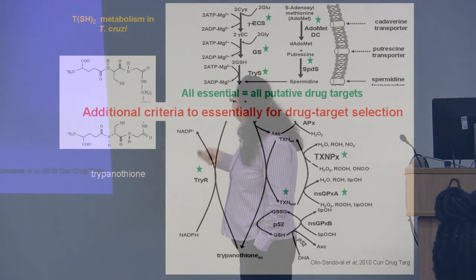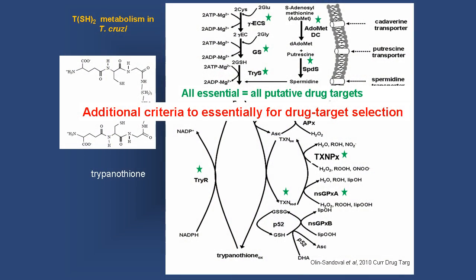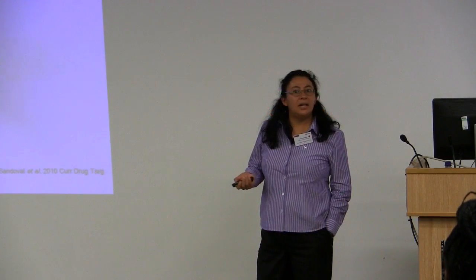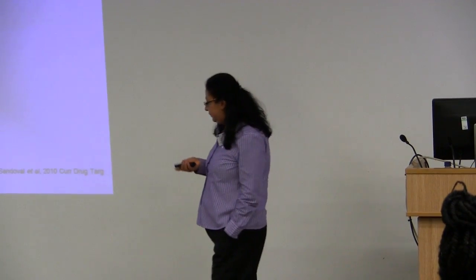And in this regard, trypanothione metabolism in this parasite and in other trypanosomatids has attracted attention because this metabolite is a conjugate of two glutathione moieties bound by a spermidine molecule. And this trypanothione replaces the function that glutathione has in human cells.